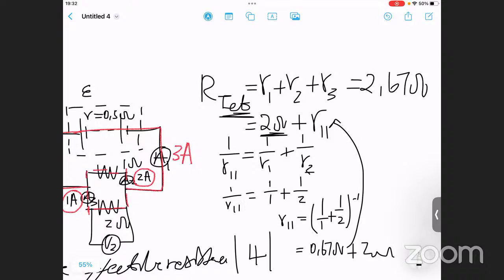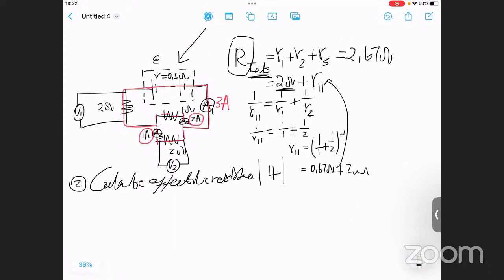Remember the one for the capital letter. Do you include that one? No, you don't. Why? Because it is not part of the external. That one is the internal resistance. When you calculate the effective resistance of the external circuit, you don't include the internal one. That's how you would work out that question.